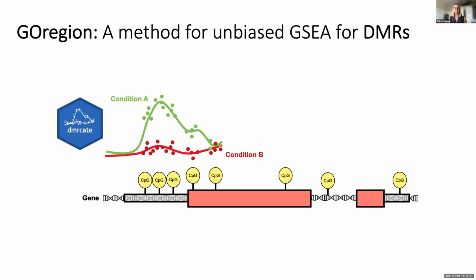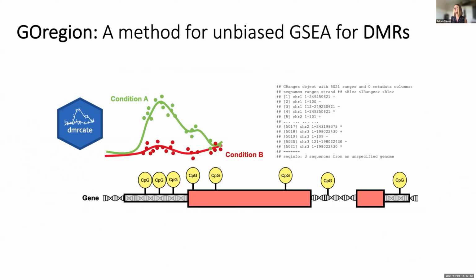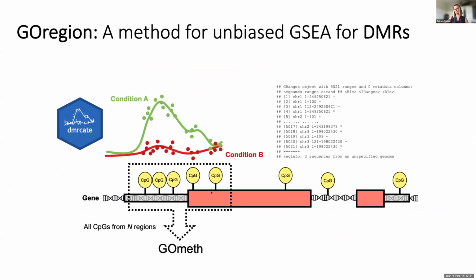So Jovana thought about how to extend GOmeth for regions. Once you've got your long list of differentially methylated regions, we can extract those regions and look at all the probes that underlie them, and extract all of those CpGs for all of your statistically significant regions. Then again we have CpGs, and we can just put those into GOmeth. So we use the statistical framework that we've already developed to do the gene set testing.